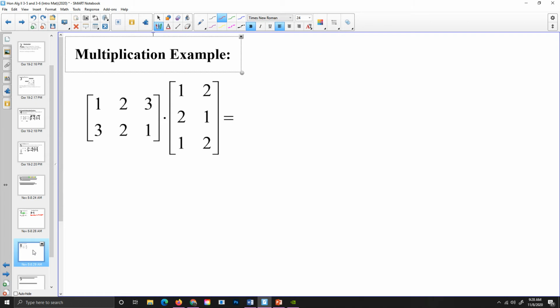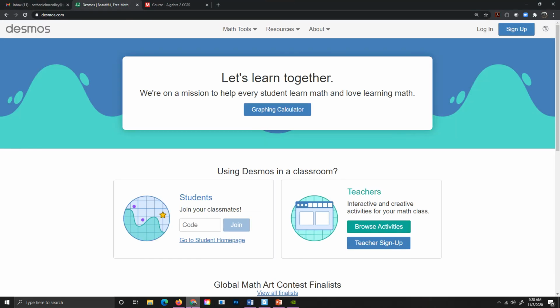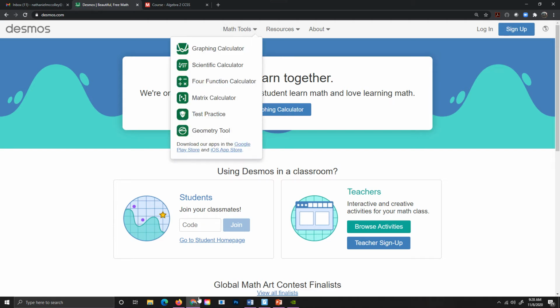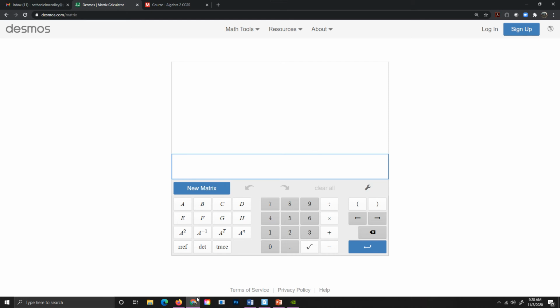All right, so how are we going to do matrix multiplication? Well, I am not going to ask you to do matrix multiplication by hand. I'm going to have you use the calculator to do it. And luckily for us, if we talk about Desmos here, and we go to Desmos.com and we go to our math tools, we've been using the graphing calculator a lot. We've been using the scientific calculator a lot. But down here, they have a matrix calculator. So what we're going to do is click on that matrix calculator there.